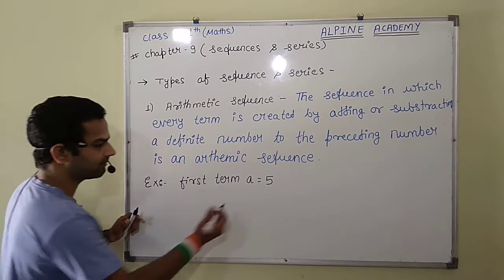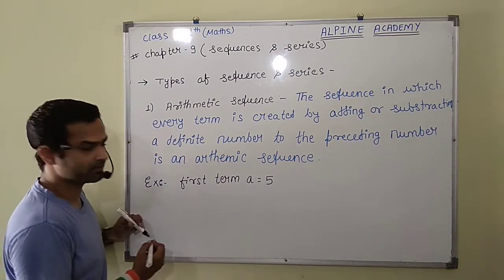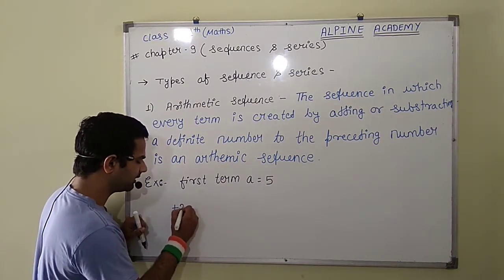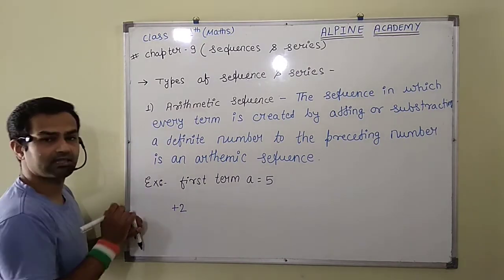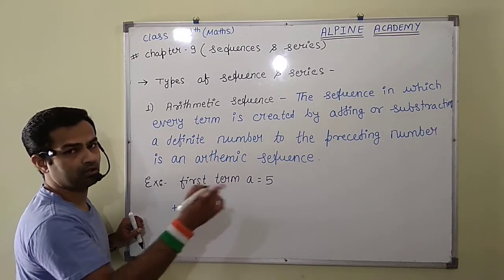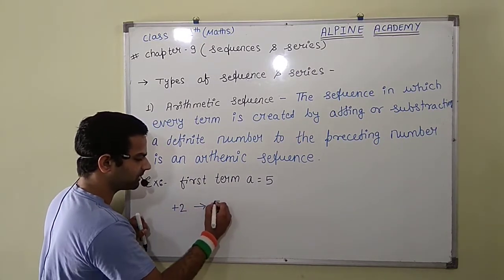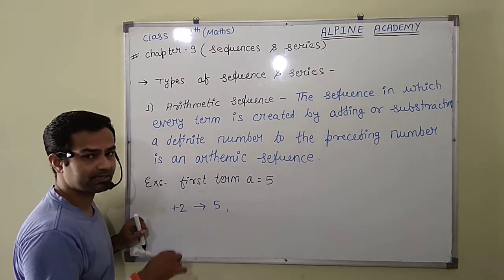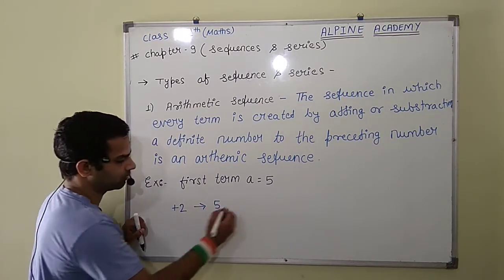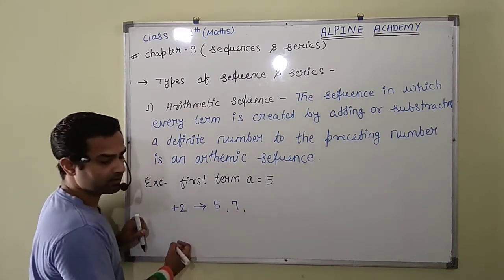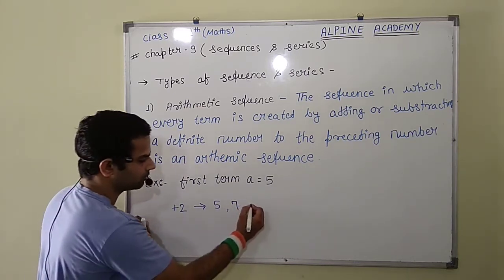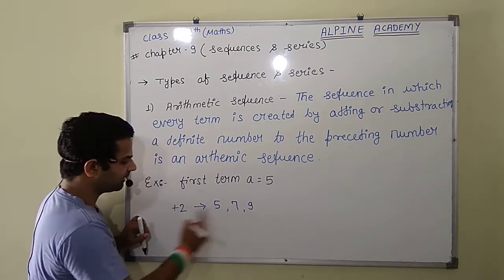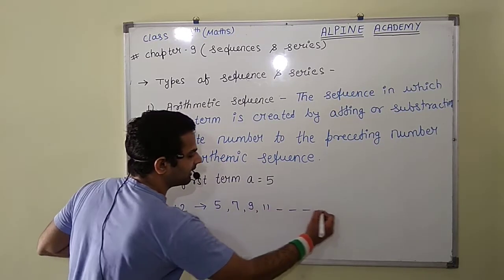Let us take one example. Let us say the first term is 5. Now we are creating an arithmetic sequence by adding 2 to each number. Okay, so the first term is 5. What will be the second term? 5 plus 2, 7. Next term will be 7 plus 2, 9. Next term 9 plus 2 will be 11, and so on.